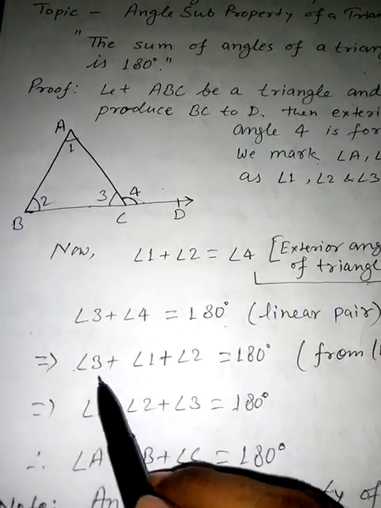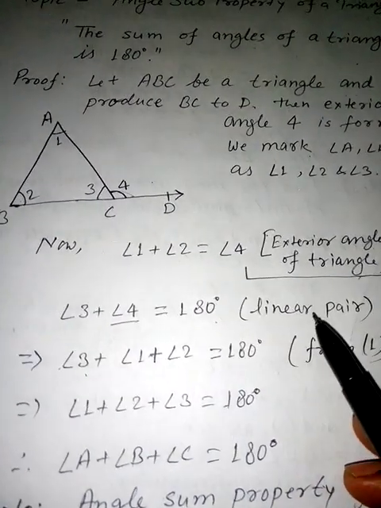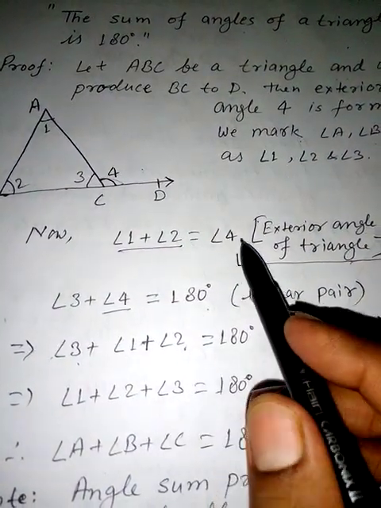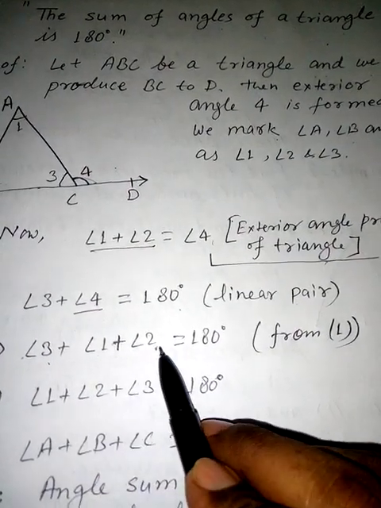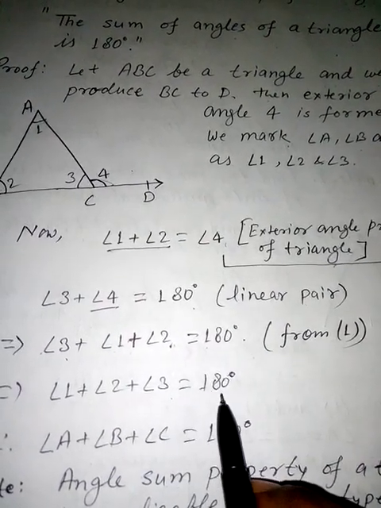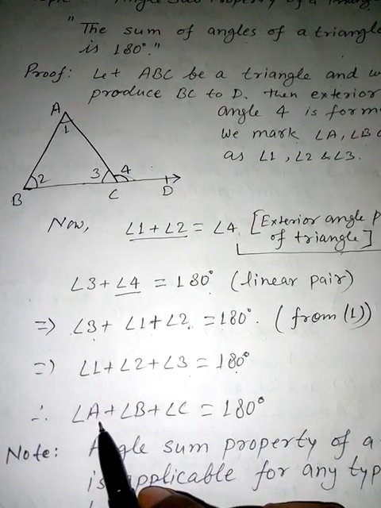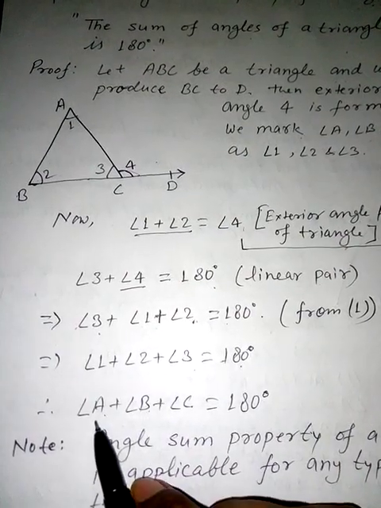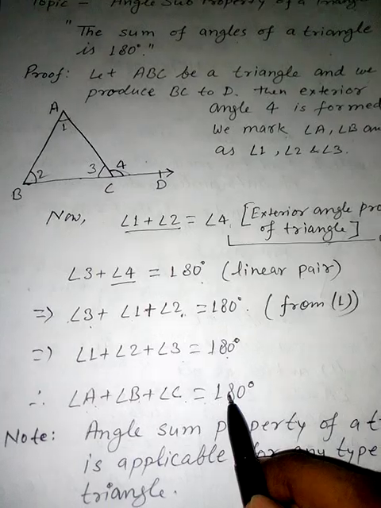Now angle 3, and for this 4 we put 1 plus 2 from equation 1. So 3 plus 1 plus 2 equals 180 degree. We can write it 1 plus 2 plus 3 equals 180 degree, and therefore the sum of angle A, angle B, angle C equals 180 degree.